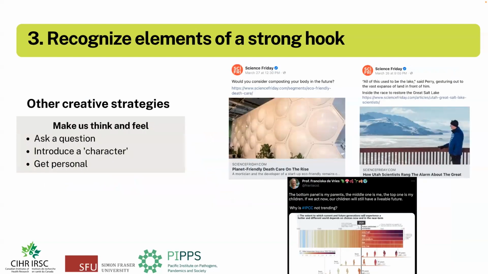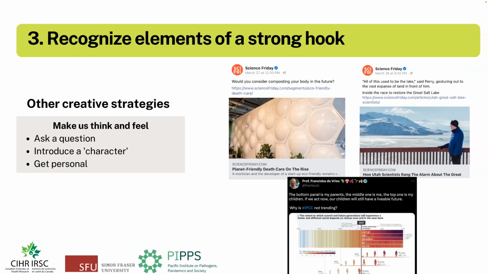Now, there are other creative strategies that are often used to hook audiences, including asking a question. So, would you consider composting your body in the future? It's a great hook, really makes you stop and think.